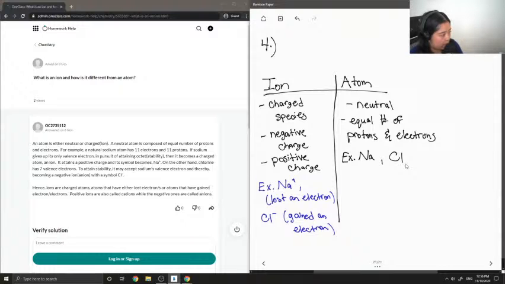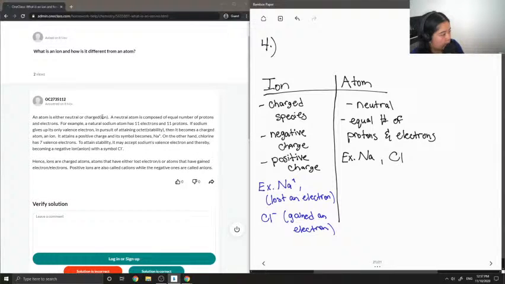An atom is either neutral or charged, which is an ion. A neutral atom is composed of equal number of protons and electrons. For example, a natural sodium atom has 11 electrons and 11 protons. If sodium gives up its only valence electron in pursuit of attaining an octet, so it becomes more stable when it has a full octet, then it becomes a charged atom, also known as an ion. It attains a positive charge and its symbol becomes Na+.